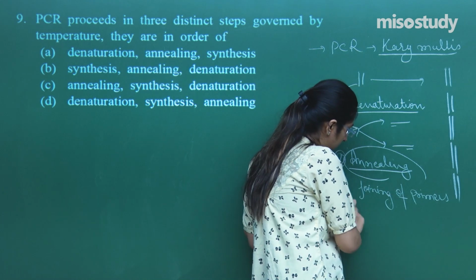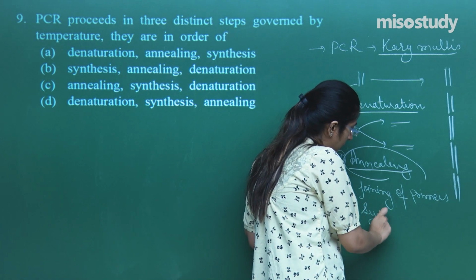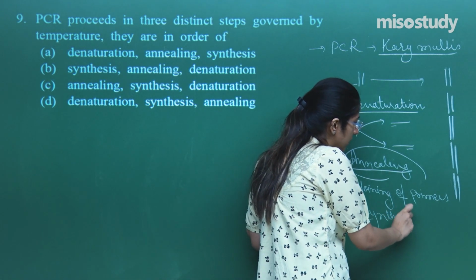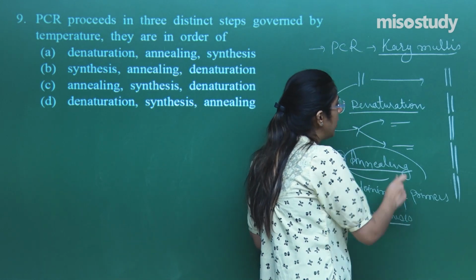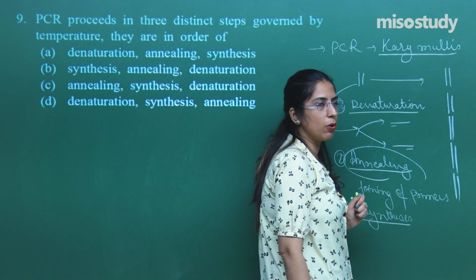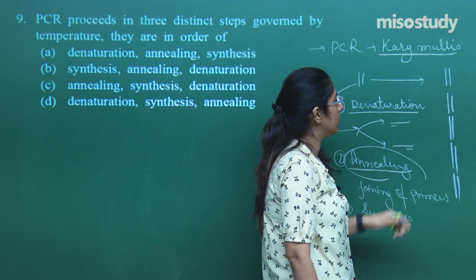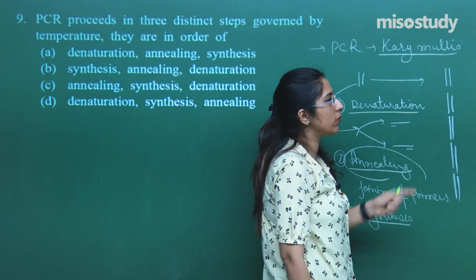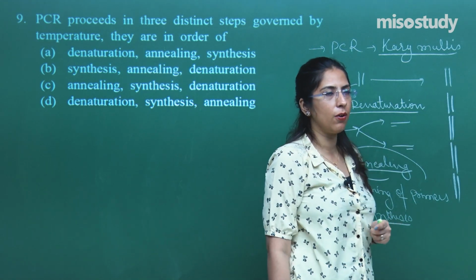Joining of primer, and third is called the synthesis phase. In the synthesis phase, we use an enzyme, because it needs one end, an OH group over here, so that they can extend those strands. When they extend those strands, we can produce a copy of it.